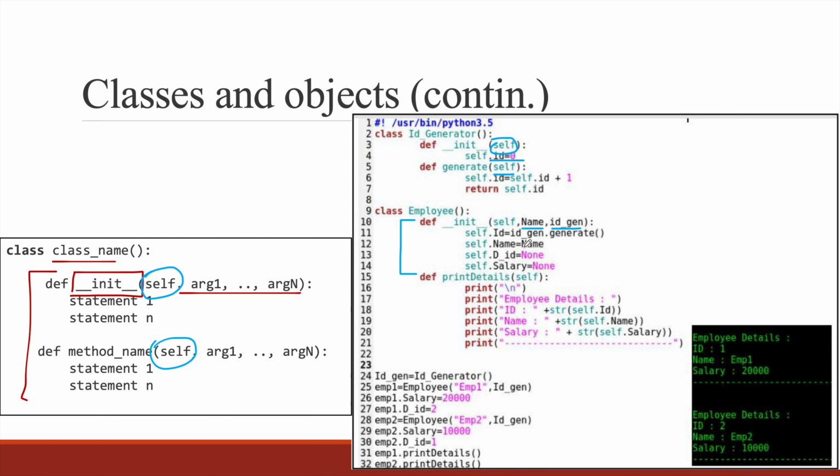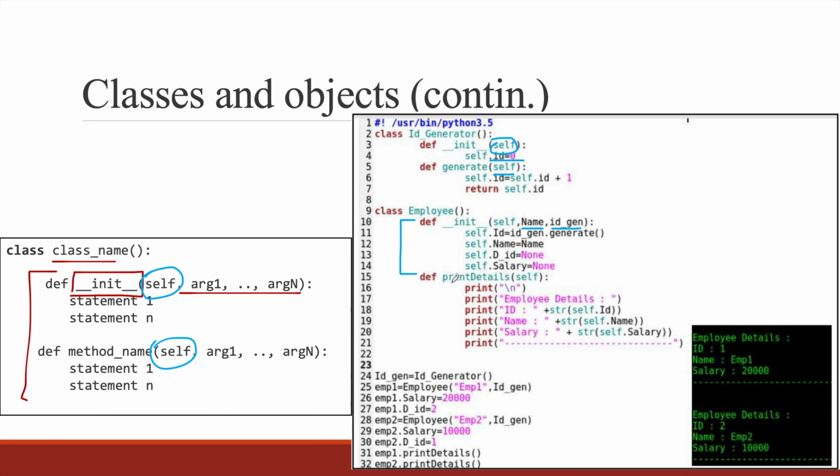And then self.name will be equal to name. As I said, self is similar to this.name equals name in Java terms. So self.name is equal to the name that is added as an argument. Self.did is equal to None. We don't have a default value for it. And then self.salary is equal to None, meaning that we have a salary and we have a DID, but we don't want to initialize them for now with any value.